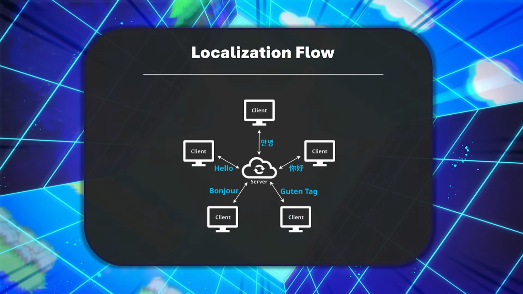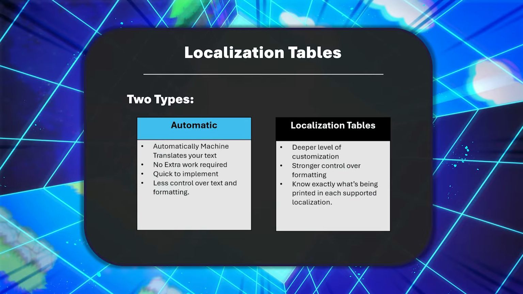And here you can see a simple diagram of how localization works. So all localized text goes through the server, and the server will translate your text into the corresponding languages. Then the localized text will go down to the clients, and the text will be displayed on the respective clients in their respective languages. There are two different types of localization.